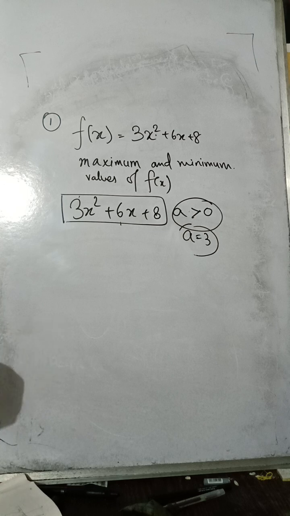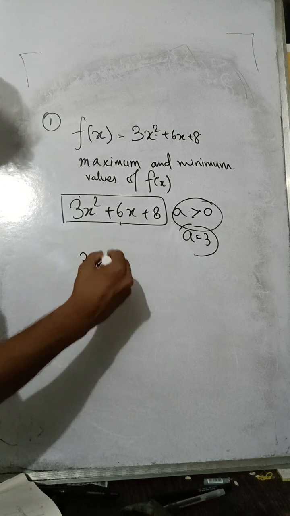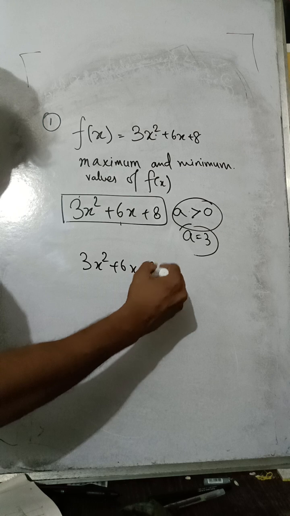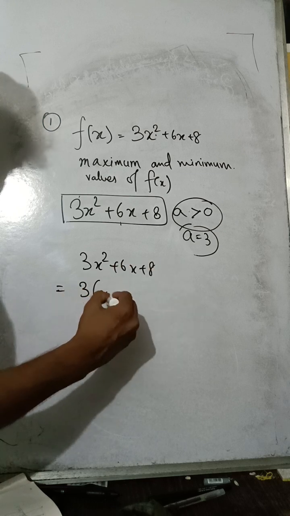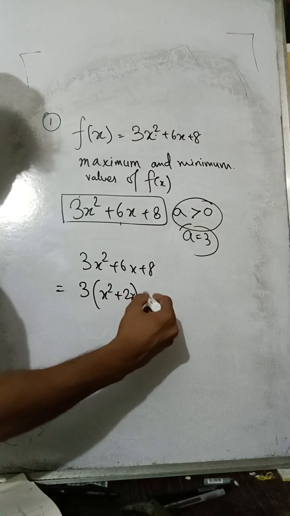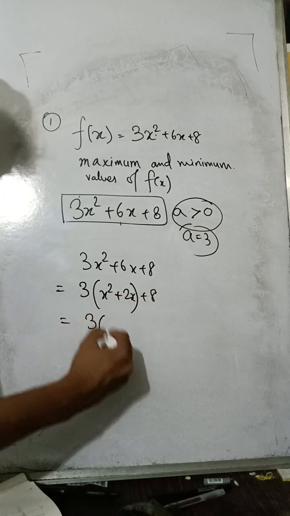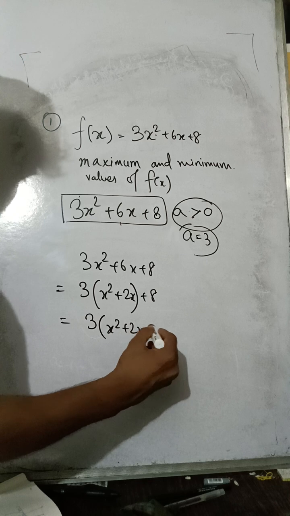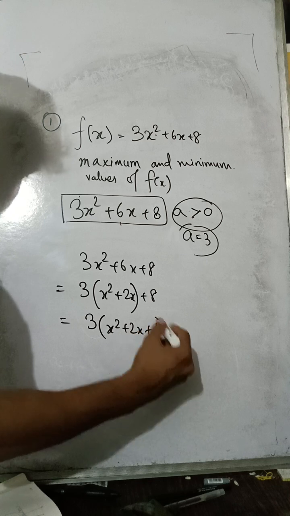So how can we find the minimum? So let's see. What is 3x square plus 6x plus 8? So we can take 3 in common. So 3 times x square plus 2x plus 8. So this is x square plus 2x plus 1.